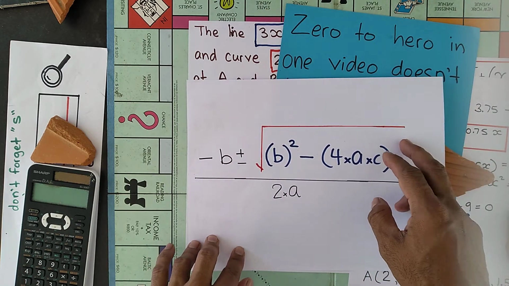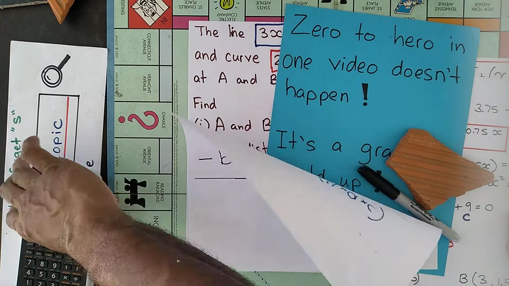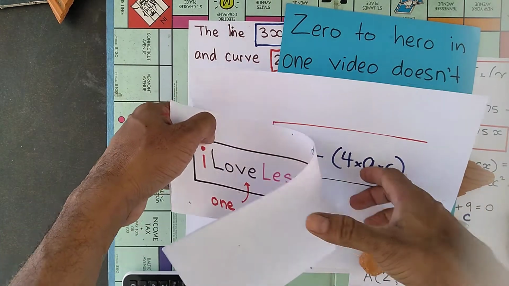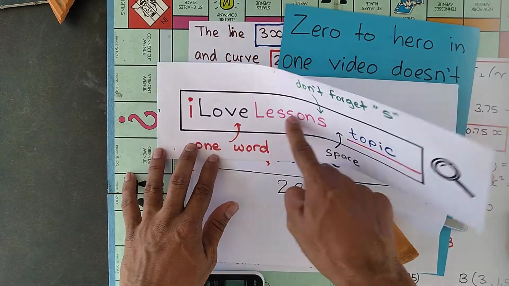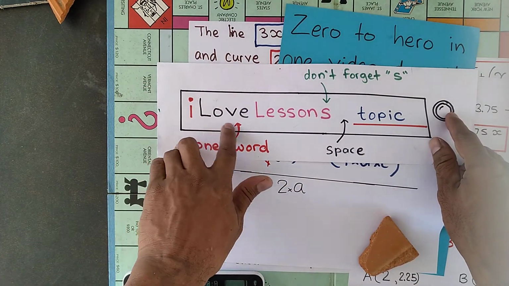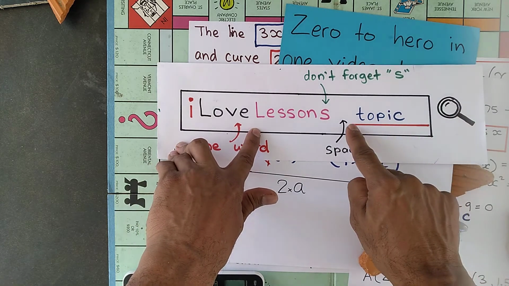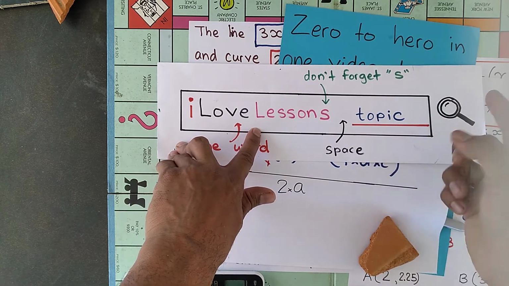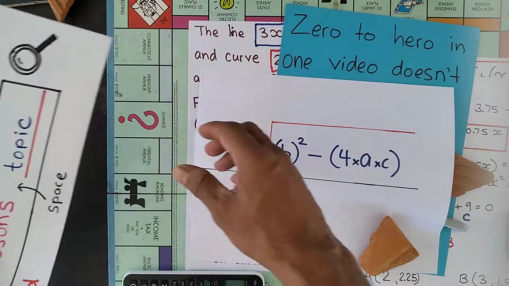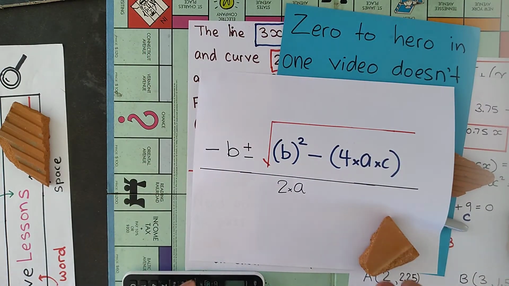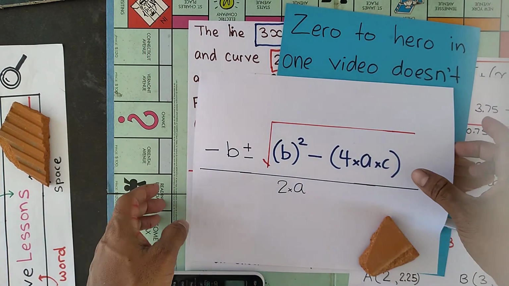If you cannot, not a problem. All you need to do is go to YouTube, type in I love lessons in the search window, space and quadratics, and you will see my videos coming up on how to solve a simultaneous equation using the quadratic formula.